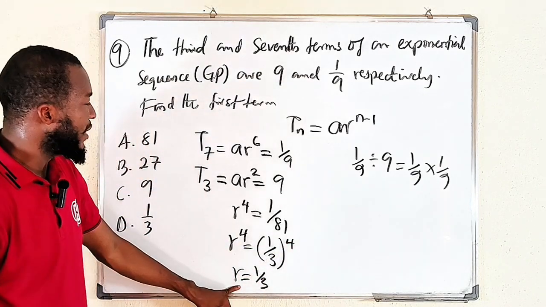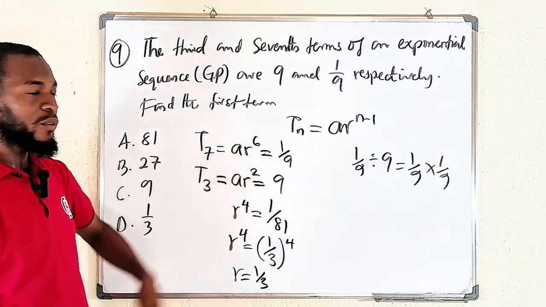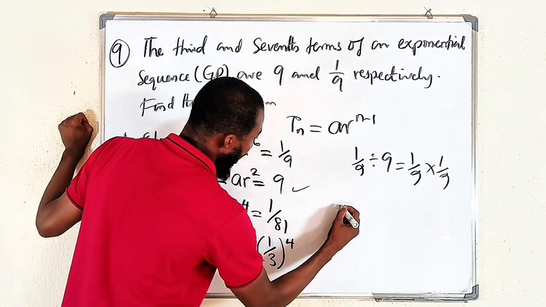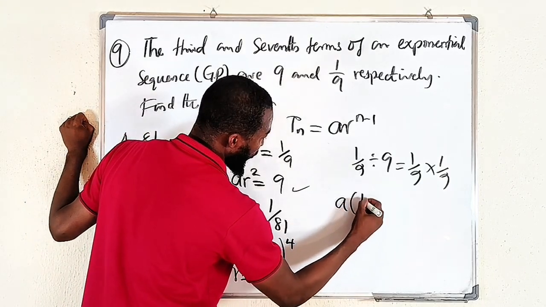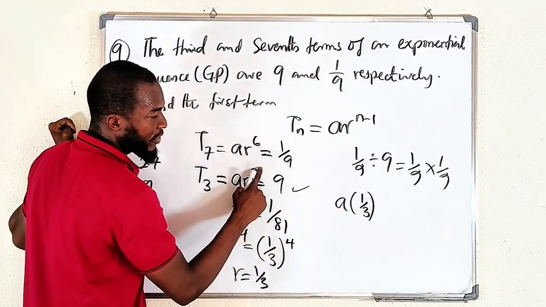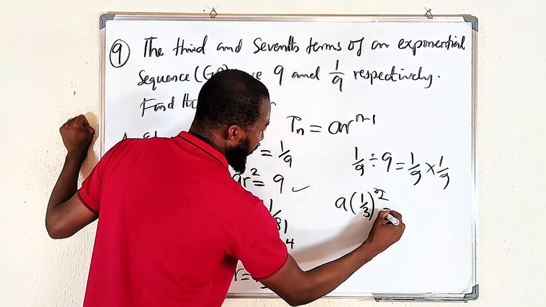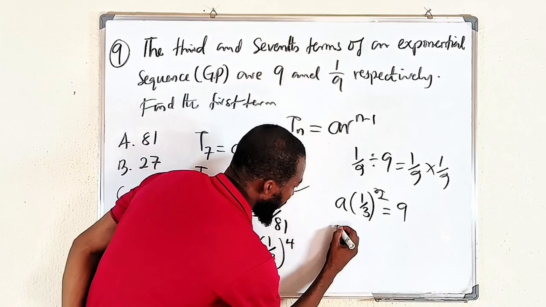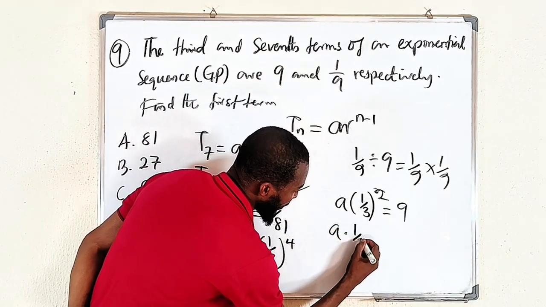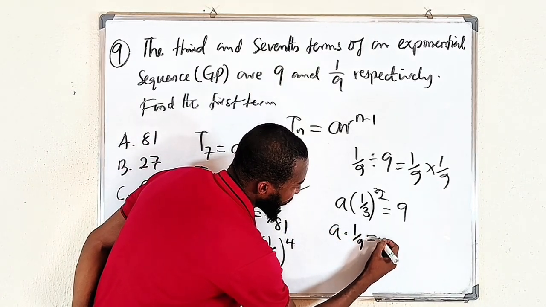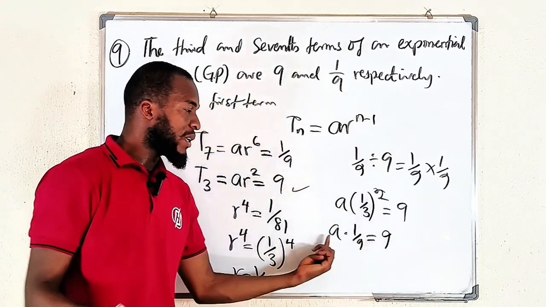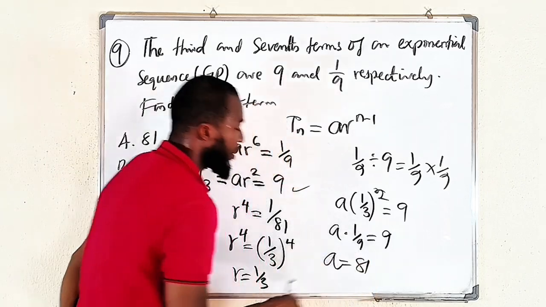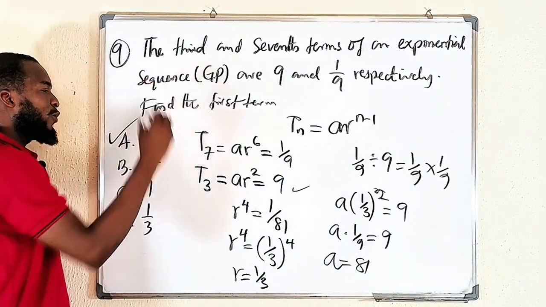So you can use 1 over 3 in either of these two equations to find a, which is exactly what you are looking for. Let me use this one. We have a, but r is 1 over 3, and to the second power this is 1 over 9. So a times 1 over 9 is equal to 9. If you want to get a, you can multiply both sides by 9, and a is equal to 81. The first term is 81, which is option A.